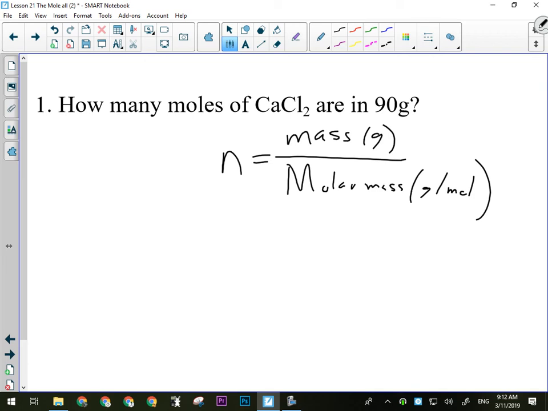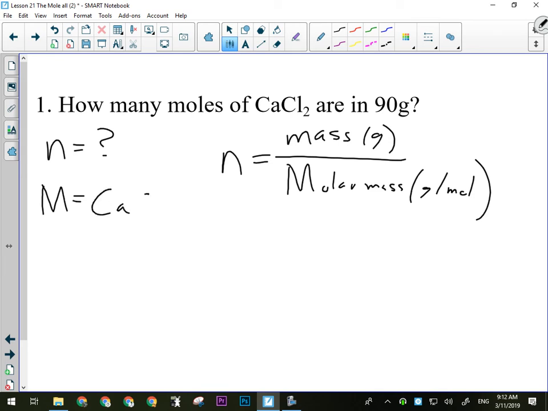So in a question like this one, this is as easy as they come. This is the easiest type of mole equation problem. The question asks me how many moles, so they're asking me to calculate N. Then they go on to tell me they want to know how many moles of calcium chloride. Since I know the formula of the material I'm working with, I can calculate its molar mass, big M.